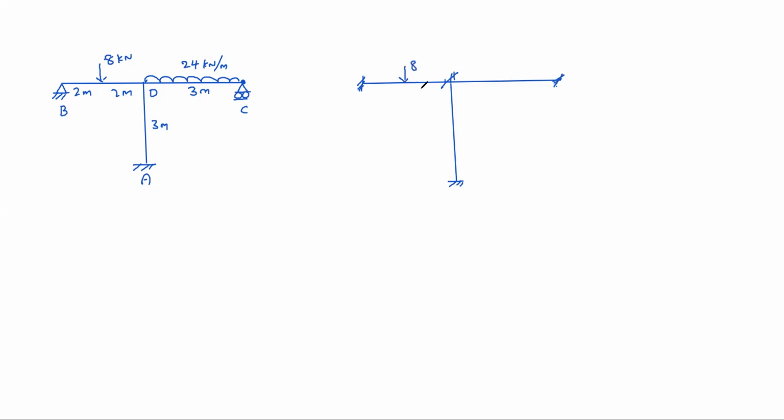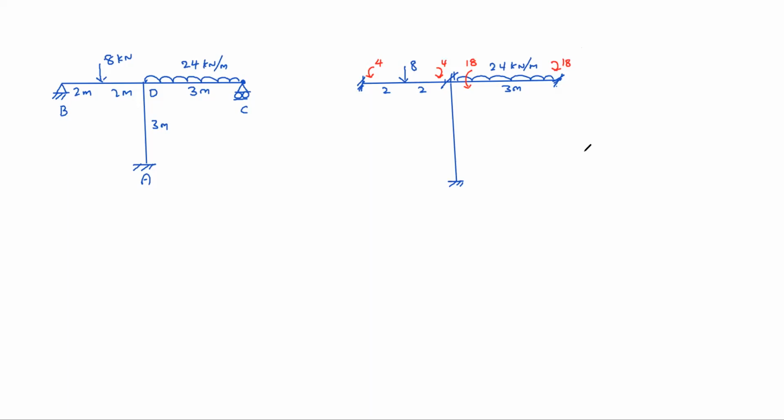8 into 4 by 8, that is anti-clockwise 4, right? Clockwise 4. Anti-clockwise 24 kilonewton per meter, 3 meter, 24 into 3 square by 12, 18. Correct? Okay.